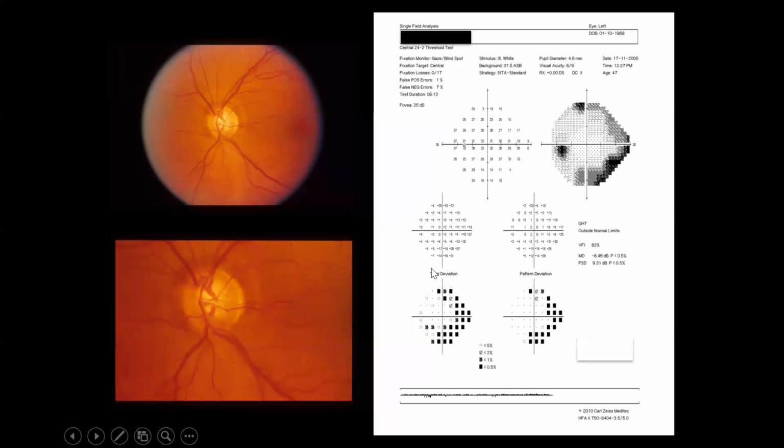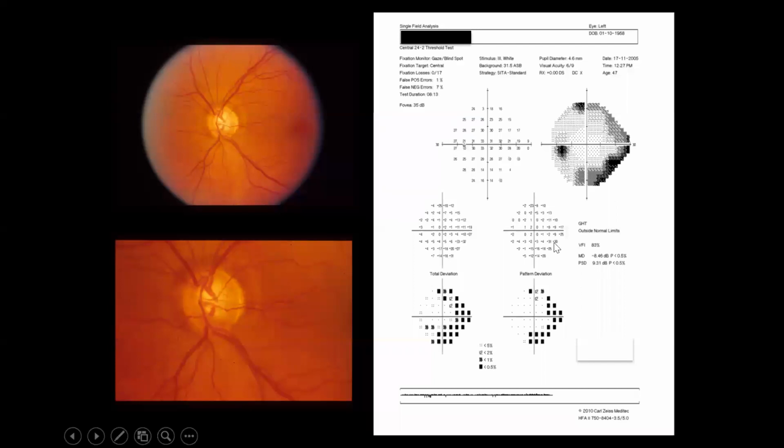Okay, so we have two scales here. We have the total deviation and the pattern deviation. The total deviation will measure the deviation of the patient from his age matched population. يعني كيف سوى المريض مقارنة بالمرضى اللي بمثل سنه. فهذا هو total deviation. إذا كان بالماينس معناتها أقل منهم. If it's in positive, then he's better than them.